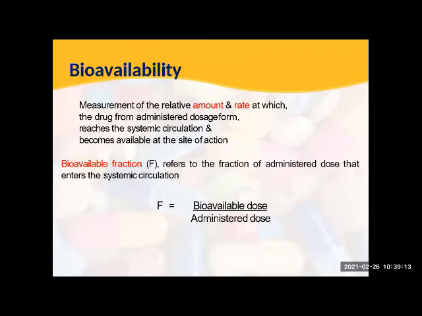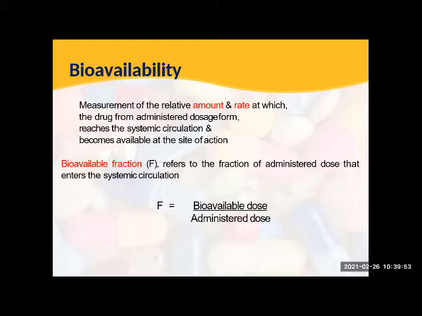Okay. So next, let us define what bioavailability is. It is the measurement of the relative amount and rate at which the drug from the administered dosage form reaches the systemic circulation and becomes available at the site of action. Okay, so two things are important over here. It is the amount of drug that is getting released from the administered dosage form, and the second important thing is the rate at which this drug is getting released.